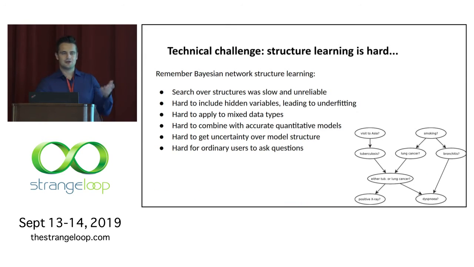So those of you who have thought about those problems before might now say, well, there's a technical challenge here. Learning programs about your data is the same as learning the structure of a model. And people tried to do this a few years back, for example, in Bayesian network structure learning, and a bunch of problems occurred and are basically not solved today, which is that search over structure is slow and unreliable.